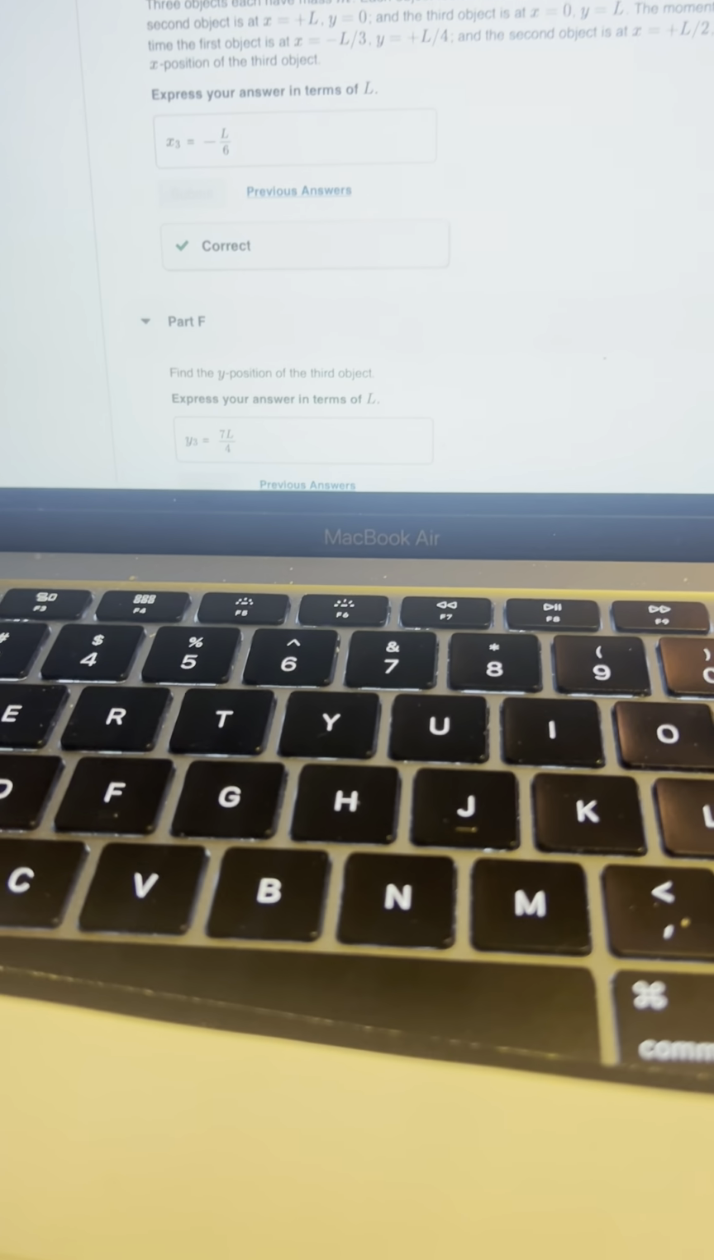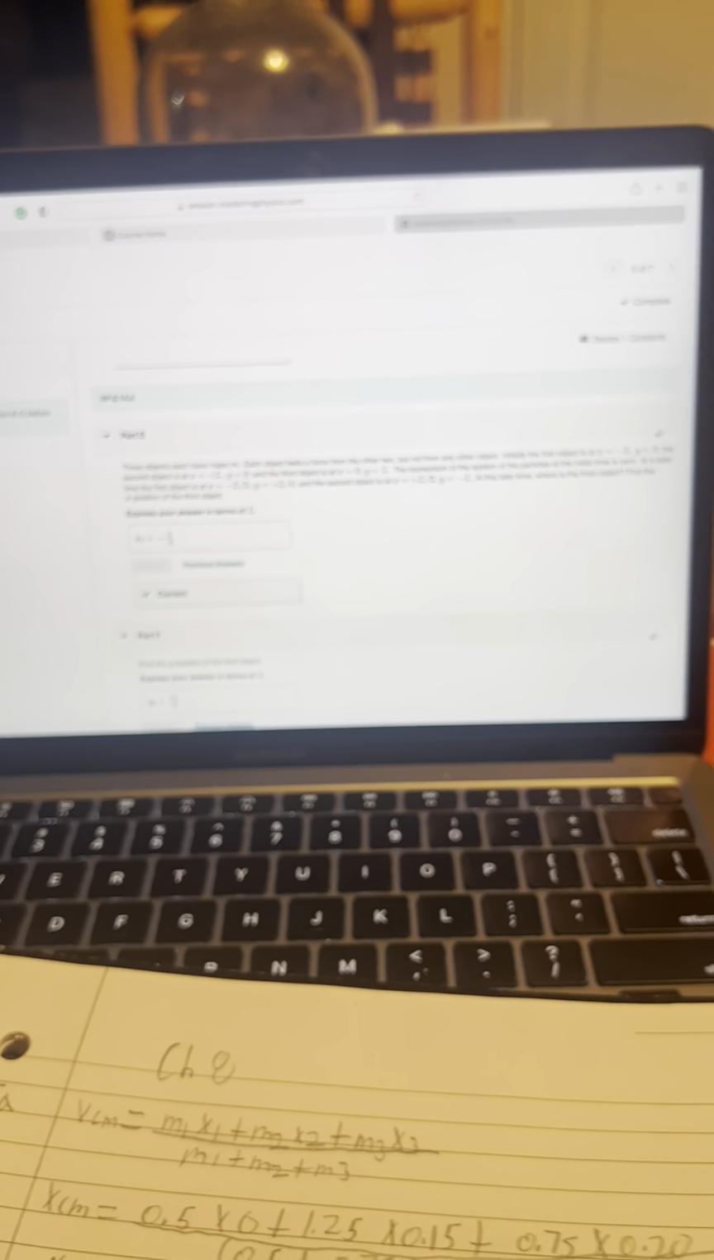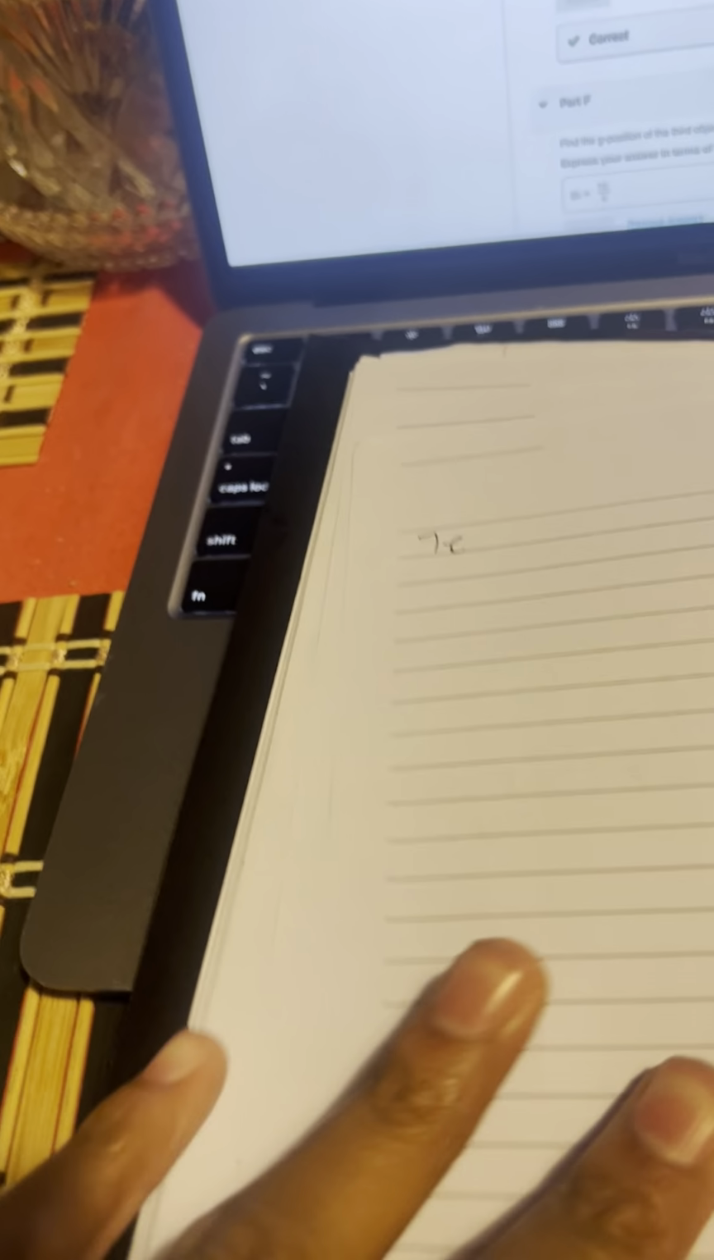And part F says find the Y position of the third object, because I'm going to put them both together. So I'm going to flip over. First, I'll just do the work for 5E. I know no external force is acting, so the center of mass position will not change. So the center of mass will equal the initial position, and the other center of mass will equal the final.